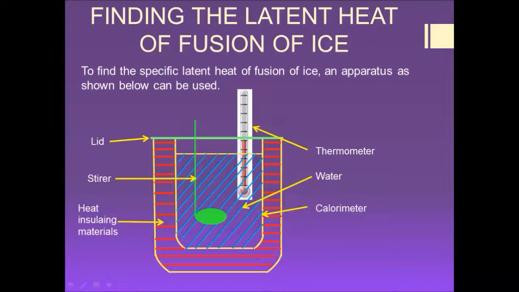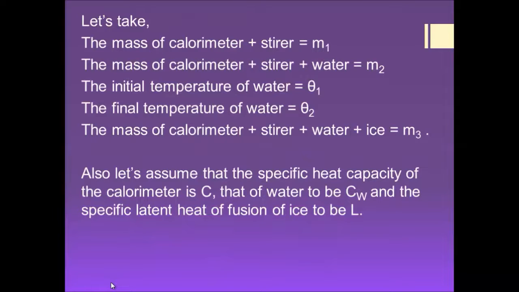What we do here is that we introduce ice into the water and calorimeter system, and we measure the temperature. To do the experiment, we need some variables. Let's take the mass of the calorimeter and the stirrer to be m1, the mass of the calorimeter, stirrer, and water to be m2, the initial temperature of water to be θ1, the final temperature of water to be θ2, the mass of the calorimeter, stirrer, water, and ice to be m3. Also, let's assume that the specific heat capacity of the calorimeter is Z, that of the water to be Cw, and the specific latent heat of fusion of ice to be L.